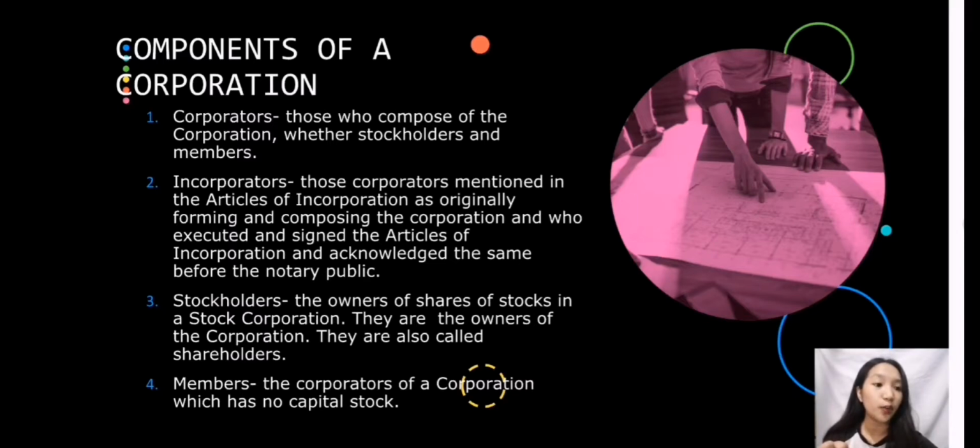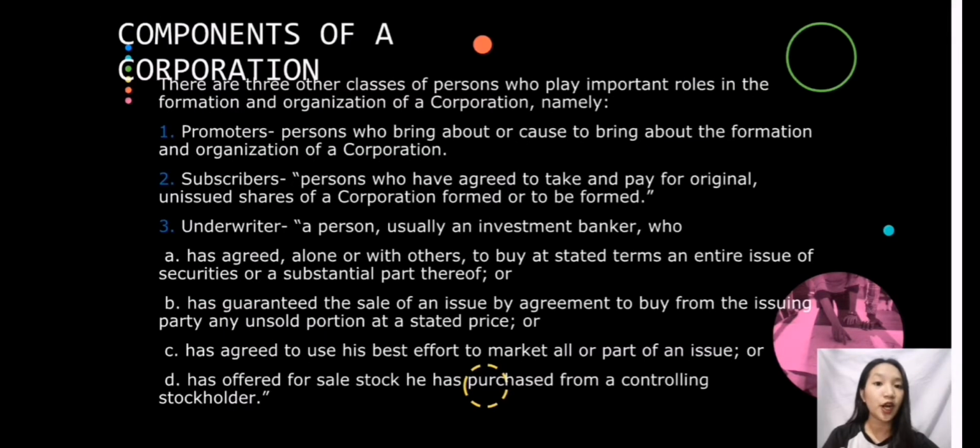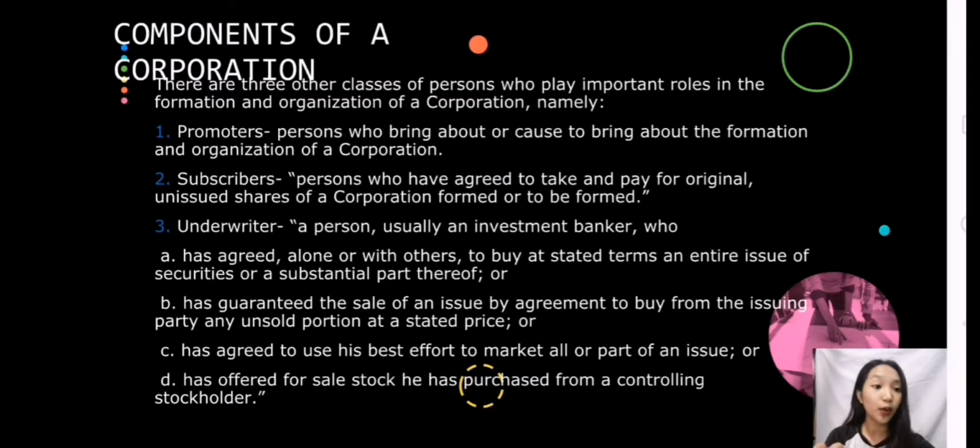So ayan yung main components of a corporation. But there are three other classes of persons who play important roles in the formation and organization of a corporation, namely promoters, subscribers, and underwriter. Promoter is someone who has been connected with the business from the start. He can also be referred to as the starter of a business or the founder. He is responsible for raising capital from various sources and entering into first agreements for the start of a business and incorporation of a company. So in short, they promote the corporation, they will find subscribers or incorporators, and they will sell shares to them.